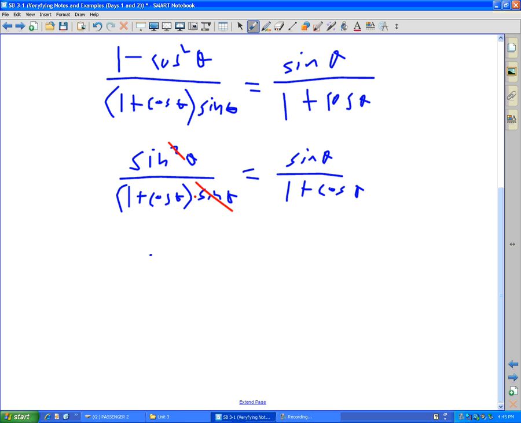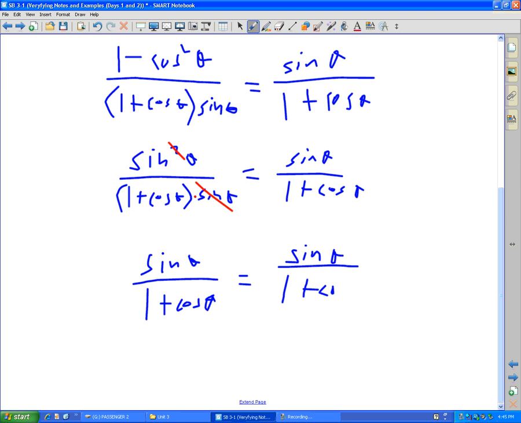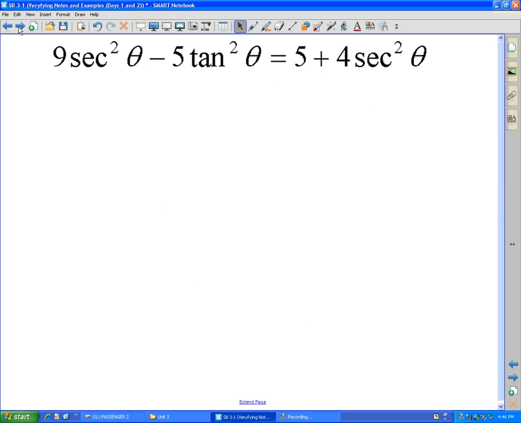All I have left on the top is sine theta. All I have left on the bottom is 1 plus cosine theta. And that is the magical power of the conjugate in a wide family of different verification problems. Conjugates can be very, very useful. All right, so done with this one. Let's go to the next one.